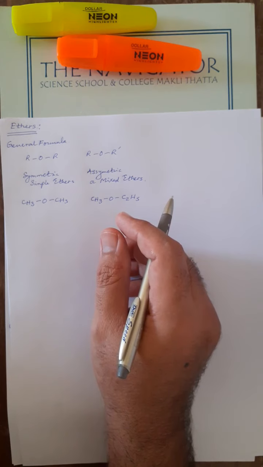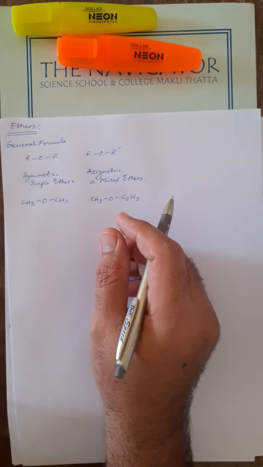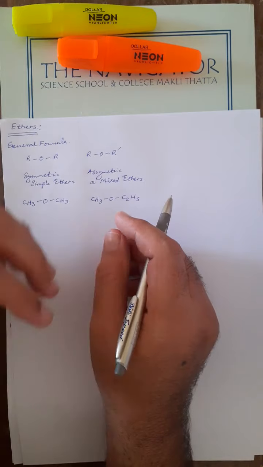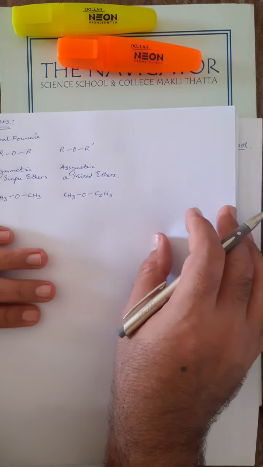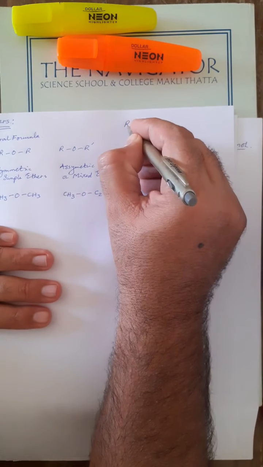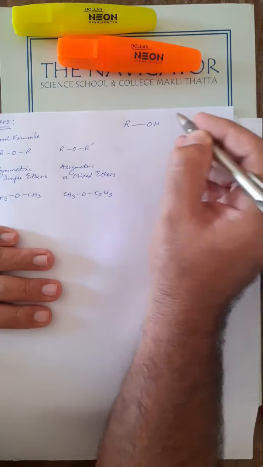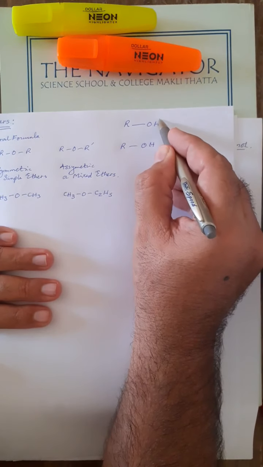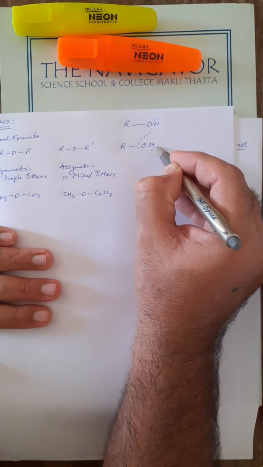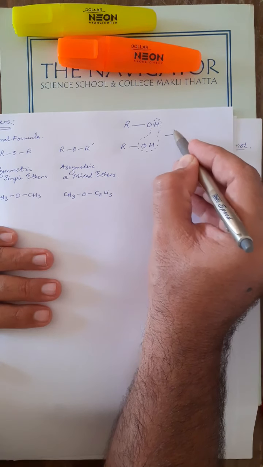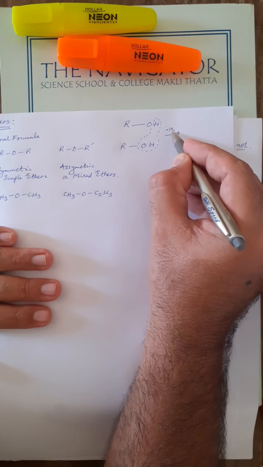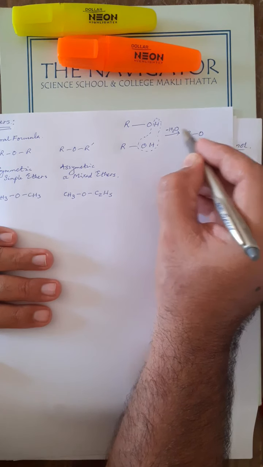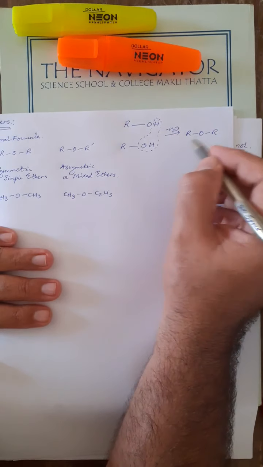Ethers basically are produced from alcohols. When two molecules of alcohol bond together by releasing water, they mostly result in an ether. Let's say ROH is an alcohol and R'OH is another alcohol. Two alcohols, they could be the same or different. So if this hydrogen and this hydroxy group make H2O, and the H2O is released, of course then this oxygen will bond with this alkyl group, so you will have R, O, the H is gone, and then you have R'. Now this is an ether.